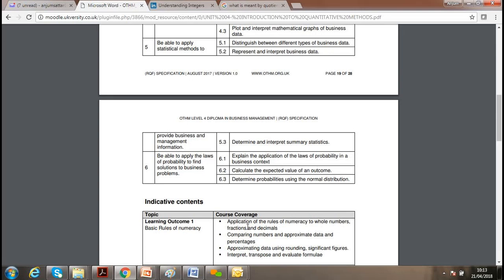So we'll go through comparing the numbers, approximate data and the percentage. We'll discuss numbers and percentage, approximating data using rounding, significant figures, interpret, transpose, and evaluate. Which we'll go through more during our next lesson. So today's lesson we'll go through basic numbers.